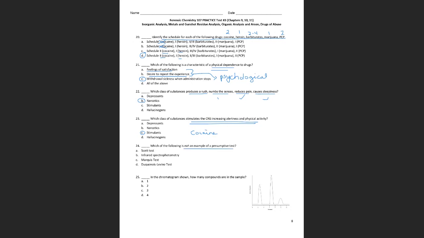All right, presumptive tests, those are the color tests that have different names attached to them, like the Scott test, the Marquis test, and the Duquenois-Levine. Those are all presumptive. The GCMS, the infrared, IR, and the TLC, thin layer chromatography, are all confirmatory tests.